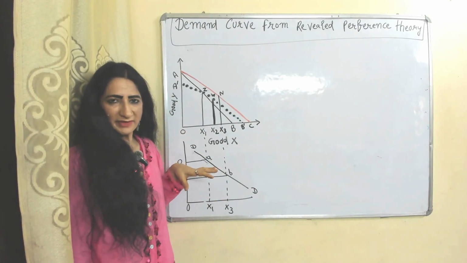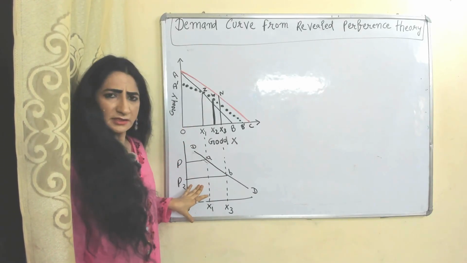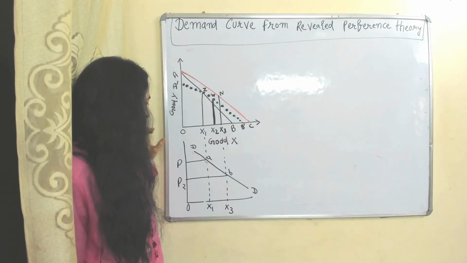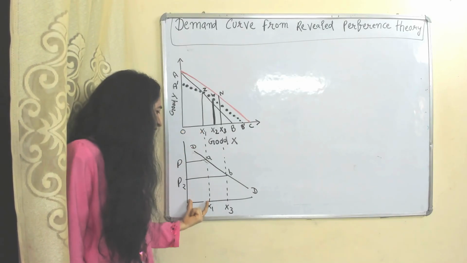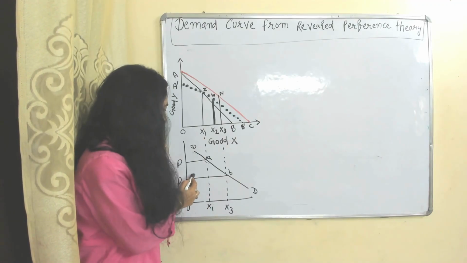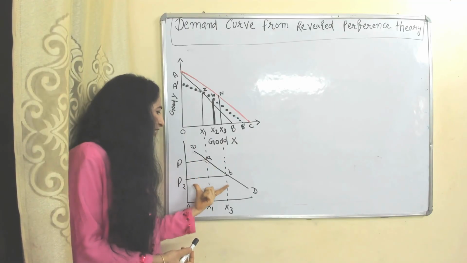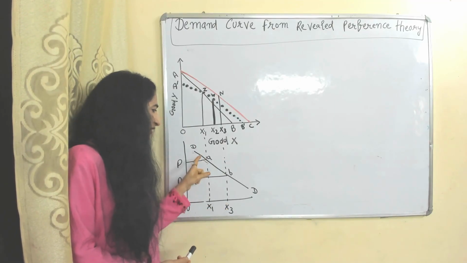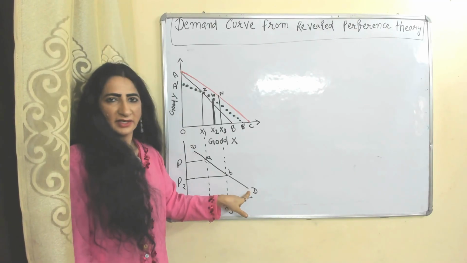We are going to derive the demand curve. Where is our demand curve? Same thing we will show in this diagram. When the price of X is OP, we were buying this much of X. But as the price falls, we increase the quantity of X. Now we are buying this much of X. When we join these two points, we will receive our DD demand curve.